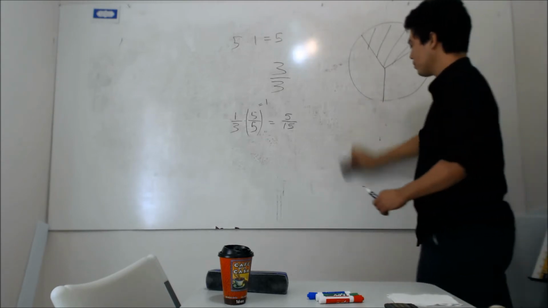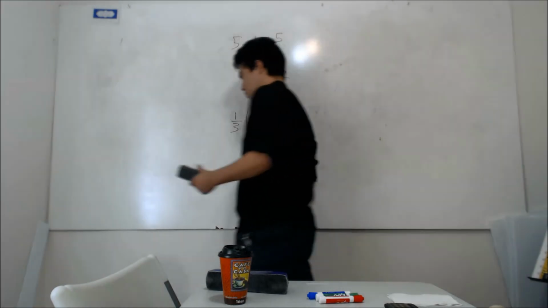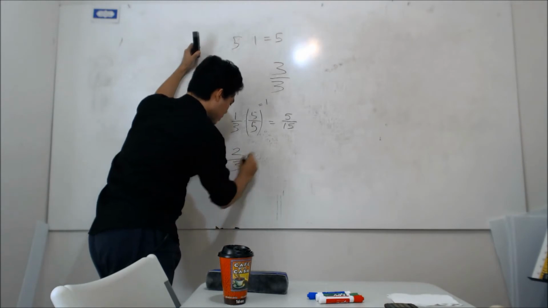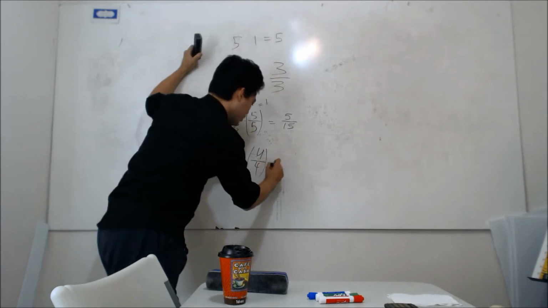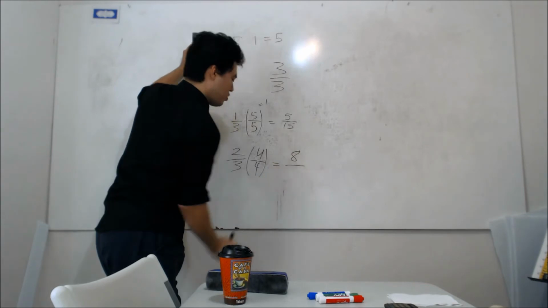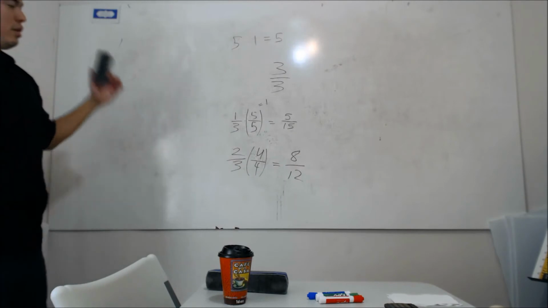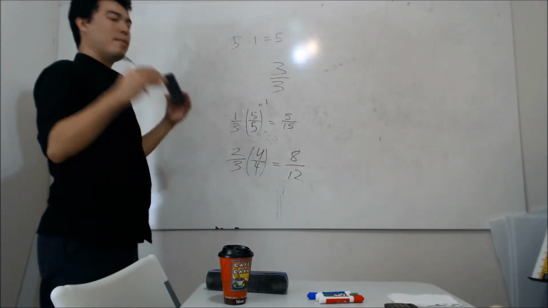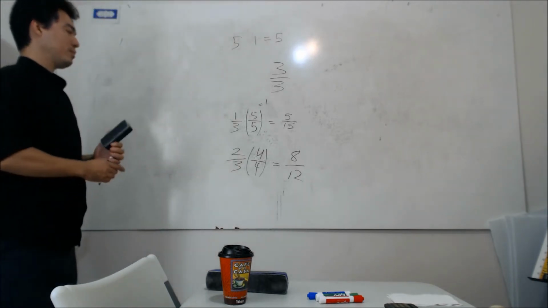So let's do another example. Two-thirds times 4/4 equals 2 times 4 is 8, 3 times 4 is 12. So 2/3 equals 8/12, and 8/12 and 2/3 represent the same fraction, but the only difference is they have a different denominator, and this is absolutely critical when we're adding fractions.